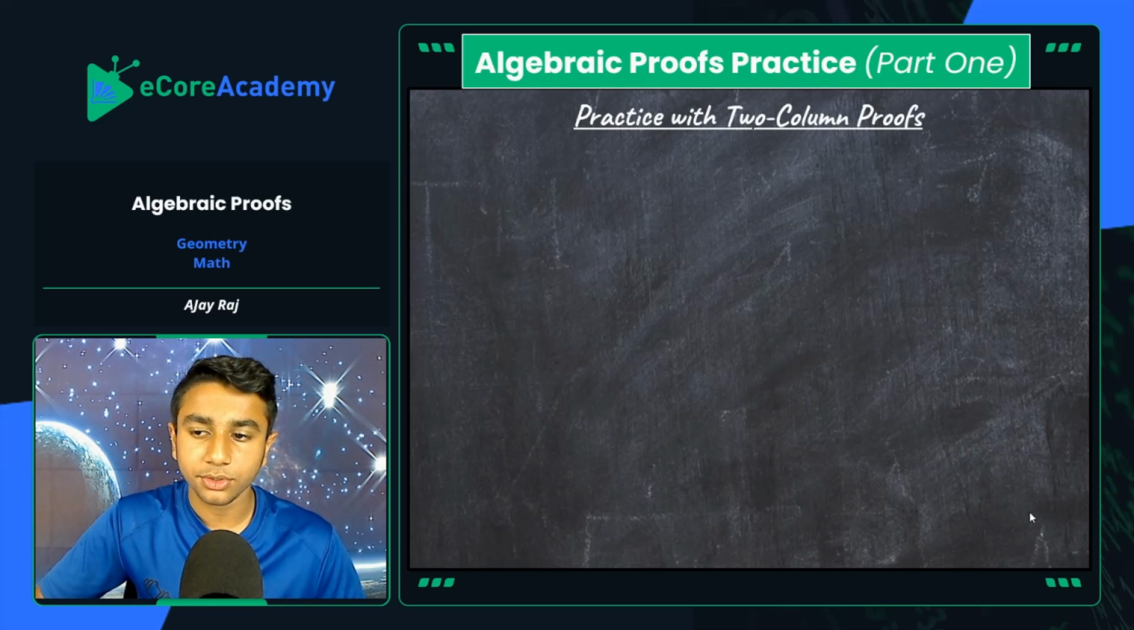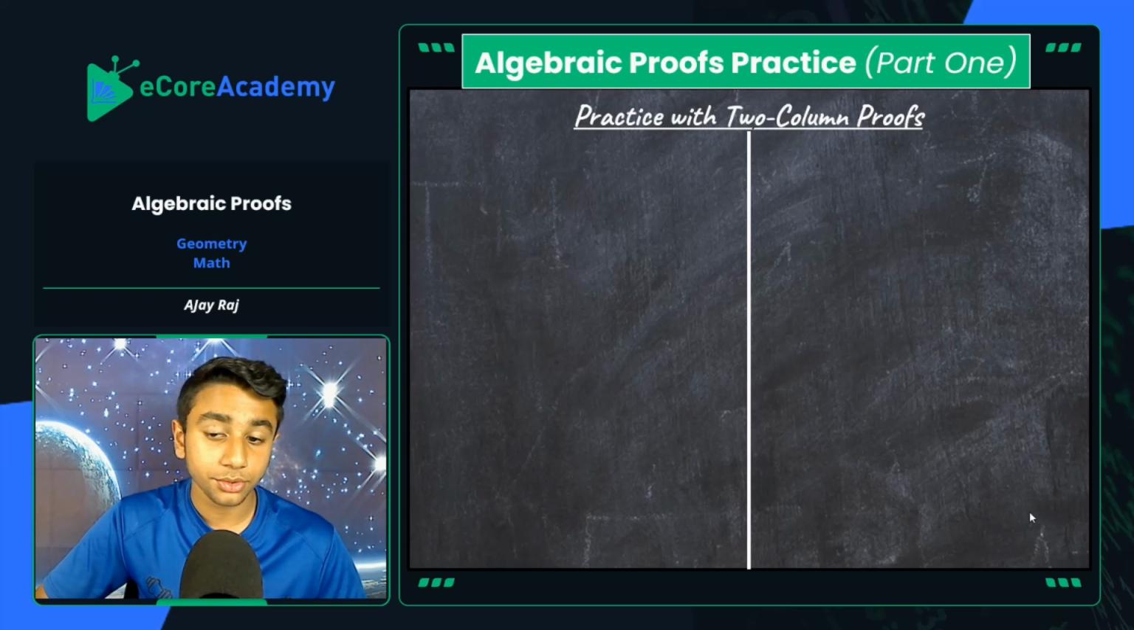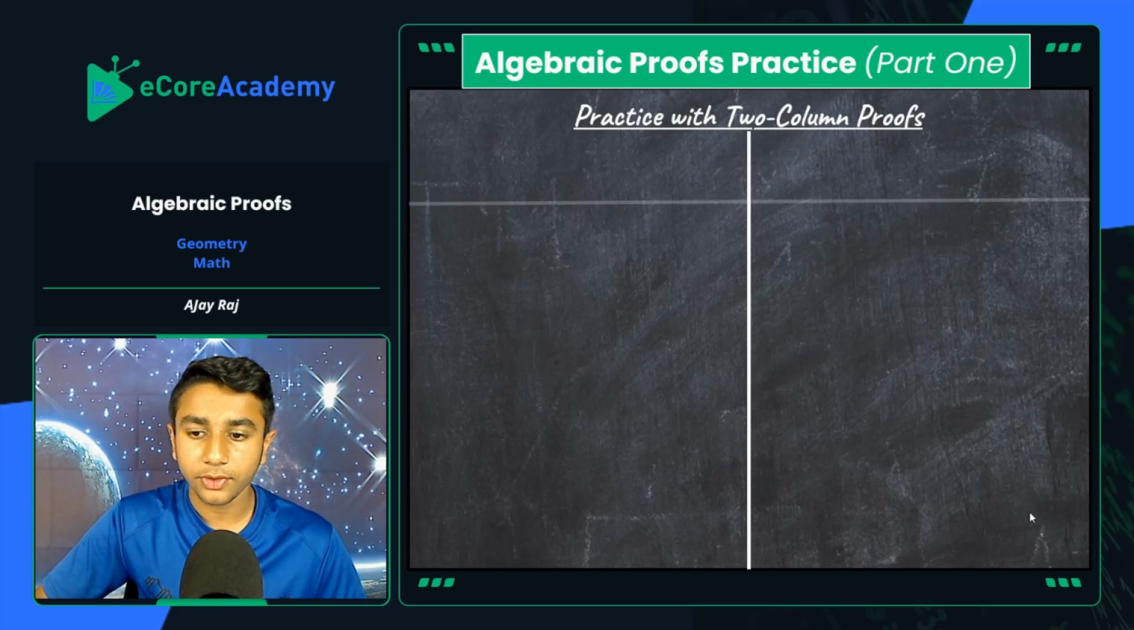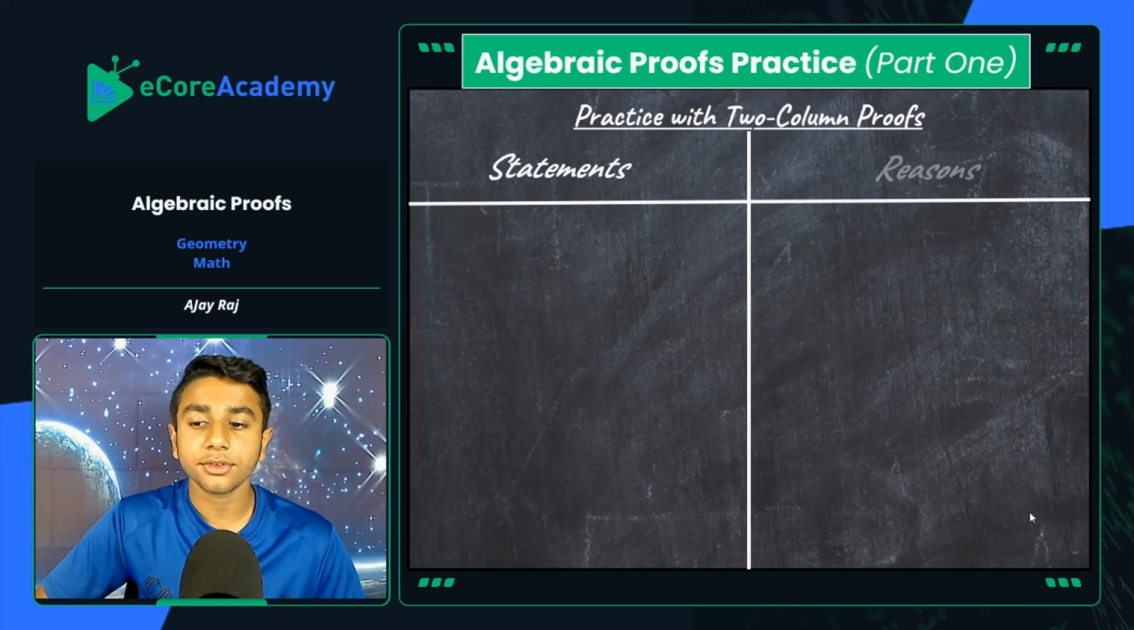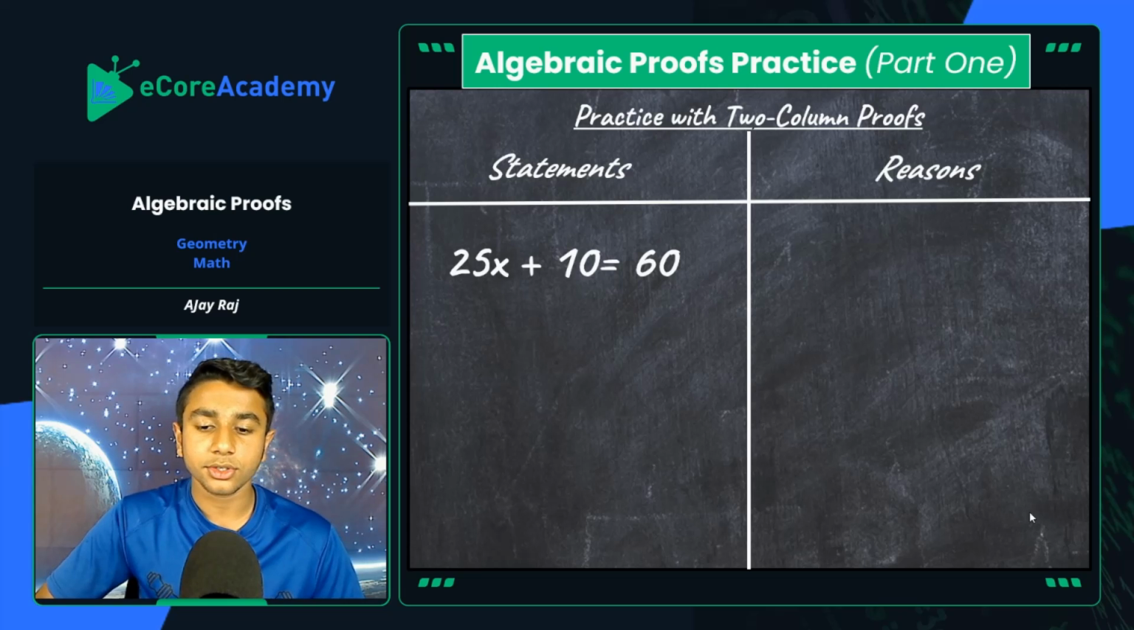It's going to be practice with two-column proofs. So this is part 1 of this. I'll have two separate problems for you to look at. So I'm going to make a little two-column proof here with my two lines separating, and one side is going to be my statements and the other side is going to be my reasons. So let's start off with this equation here. We're given this equation: 25x plus 10 equals 60.